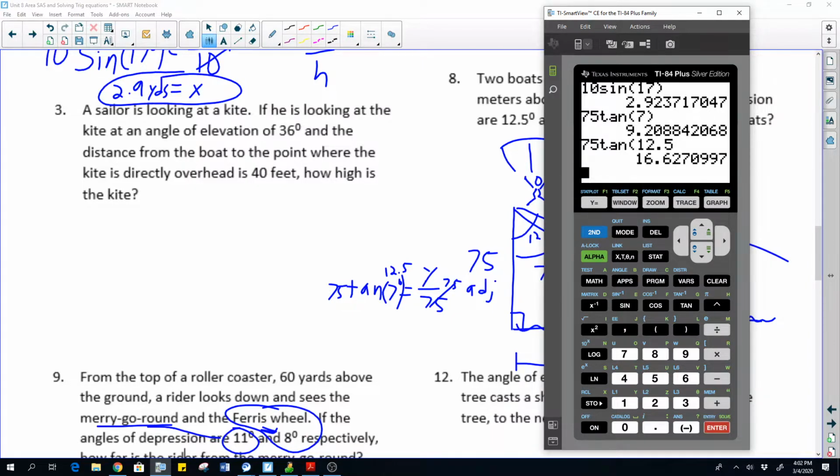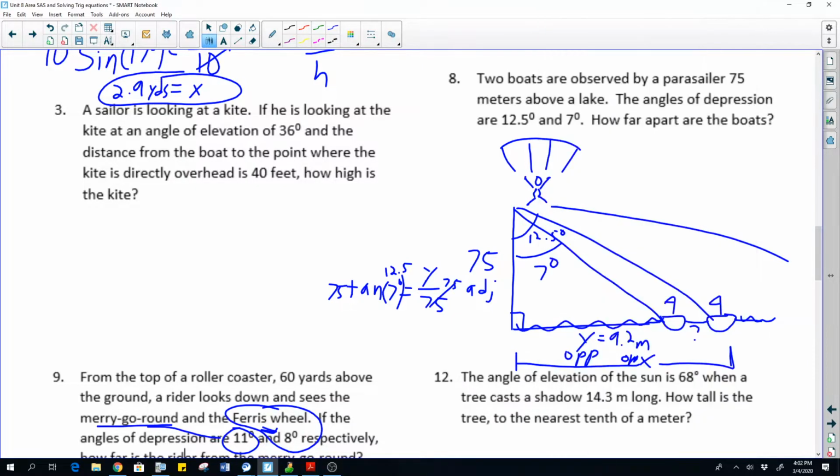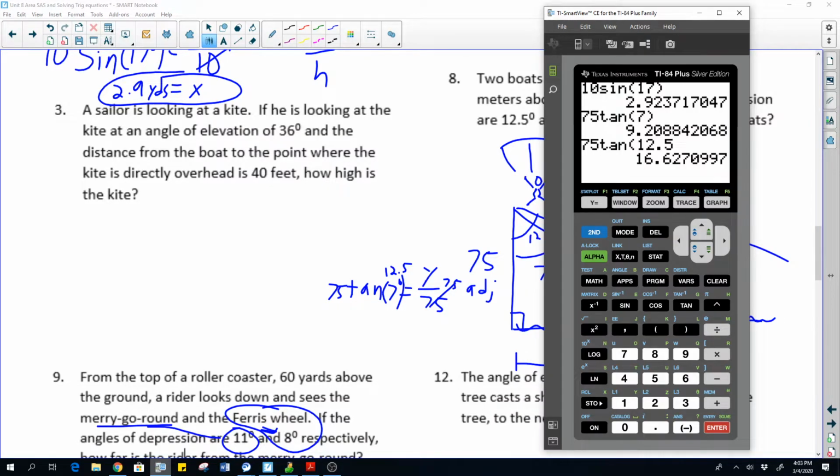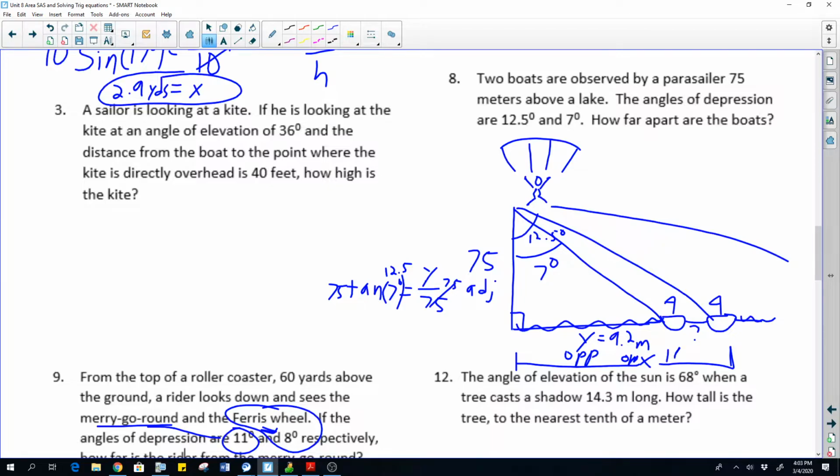Nice. So we get 16.62. So we'll go and say 16.6. Let me double check. Yep. Okay, so now the whole distance is 16.2. And now if we just want to know how far the boats are apart, we're just going to do 16.2 minus 9.2, right? Minus 9.2.